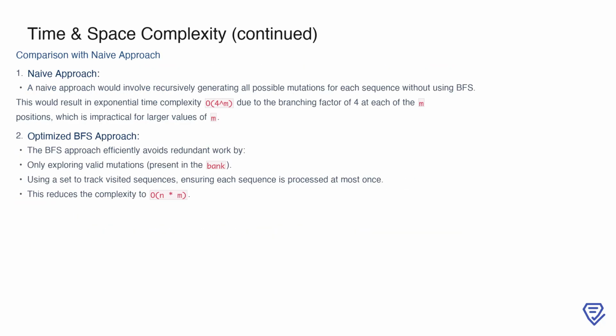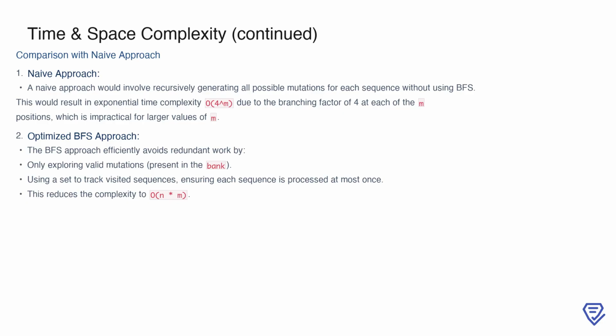To understand why the BFS approach is more efficient, let's compare it with a naive recursive solution. The naive approach would generate all possible mutations for each sequence without leveraging BFS. This results in an exponential time complexity of O(4^m), due to the branching factor of 4 at each of the m positions in a sequence. This is clearly impractical for larger sequence lengths.